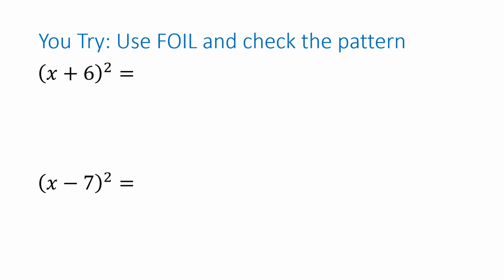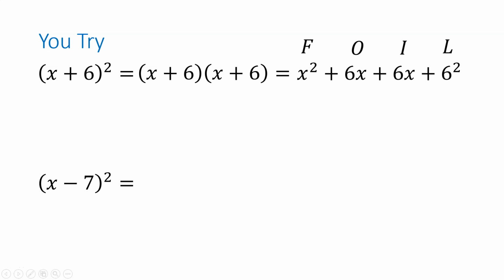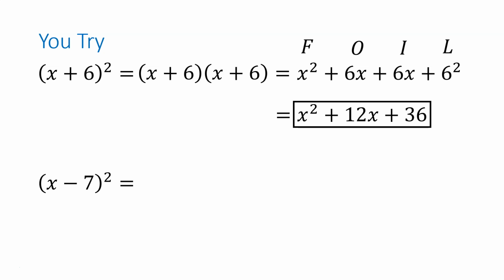Now try some on your own. Please pause the video and try these out. x plus 6 squared is x plus 6 times x plus 6. Using FOIL, x times x is x squared, x times 6 is 6x, 6 times x is 6x, and 6 times 6 is 6 squared. Combining the cross terms and making 6 squared 36, we get x squared plus 12x plus 36.